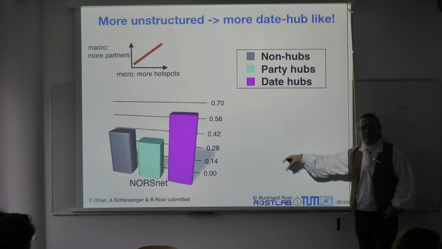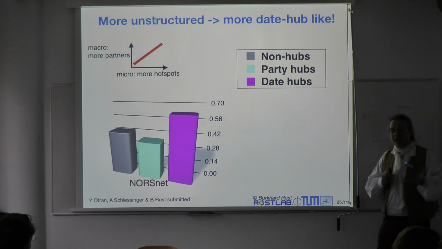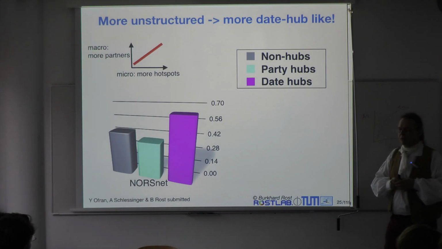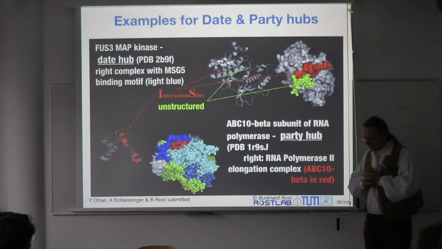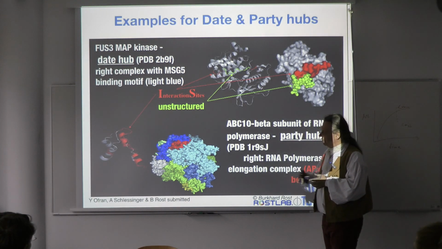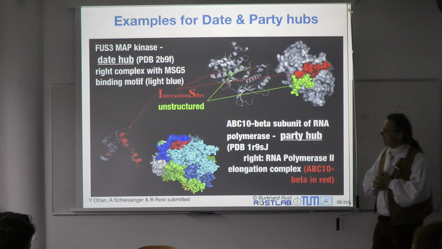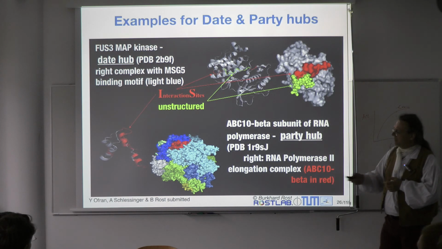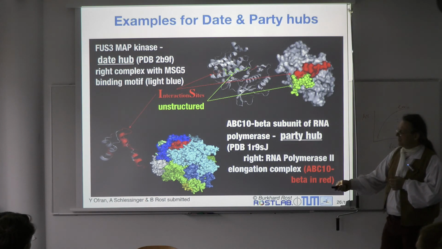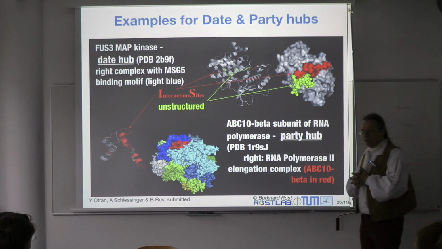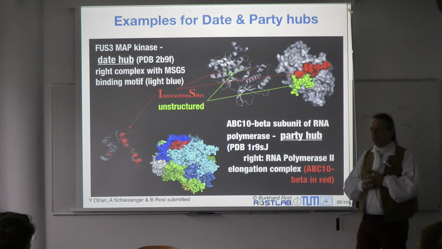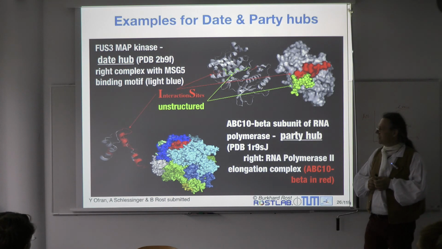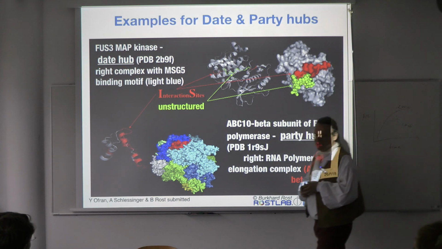So we had one method for capturing the date hubs and one method for capturing the party hubs. And ultimately this is sort of visualized in this graph. Meanwhile, Yanai Ofran went on to become a professor at Bar-Ilan University and in fact used the predictions to experimentally verify and find some new hubs. And that succeeded, and a few years ago he published that. That brings us to the end of this part of the lecture.